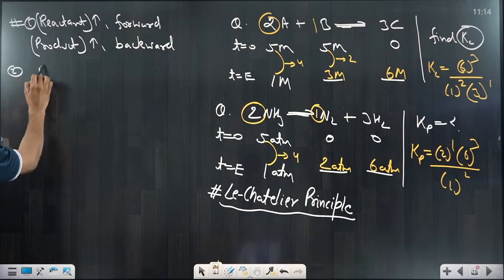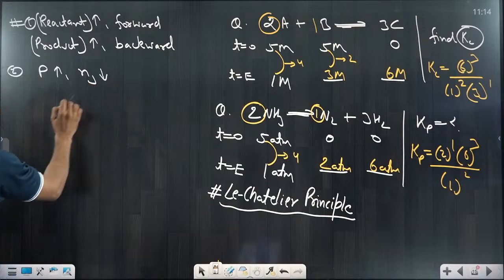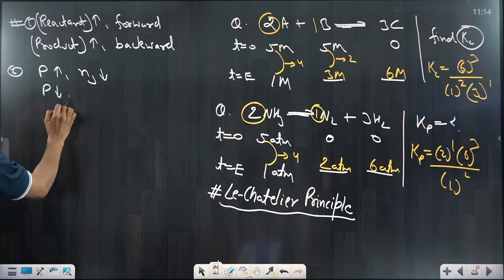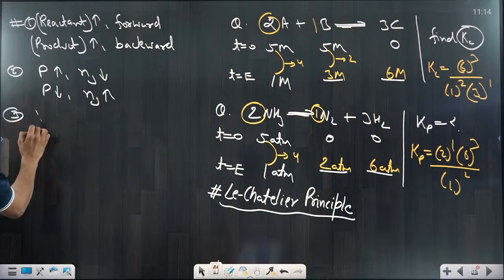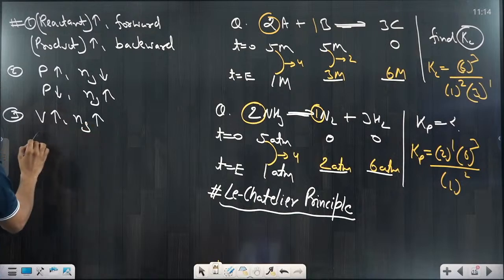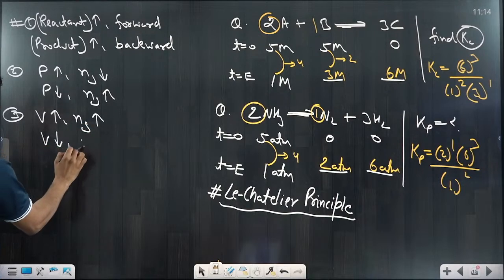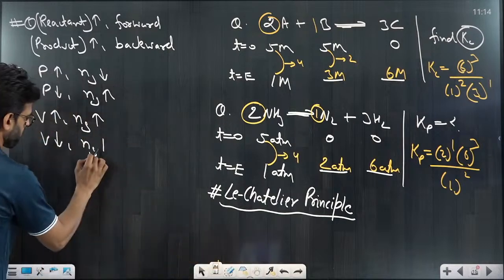Similarly, if you increase the pressure, reaction goes where? Where gaseous moles are less. If you decrease the pressure, reaction goes where? Where gaseous moles are more. If you increase the volume suddenly of the reaction at equilibrium, reaction goes where? Where gas moles are more. If you decrease the volume, reaction goes where? Where gas moles are less, right?